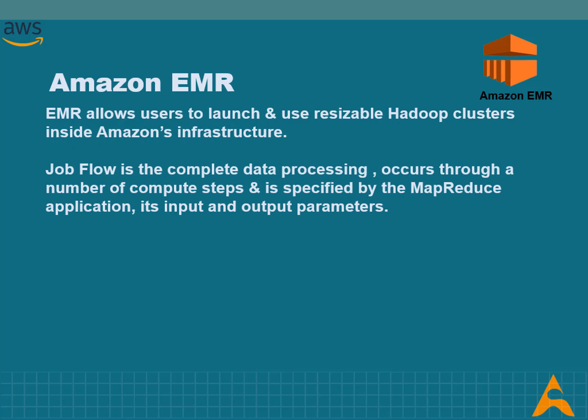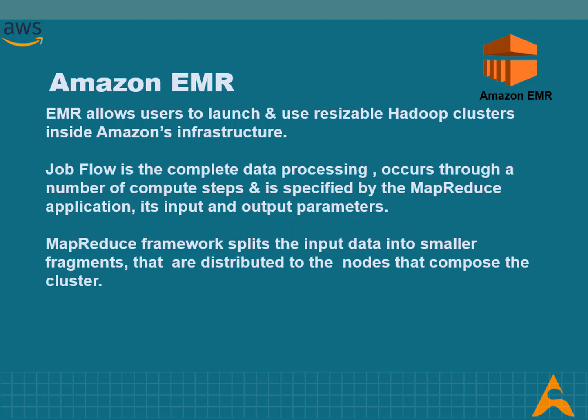EMR instances use Amazon's pre-built and customized EC2 instances, which can take full advantage of Amazon's infrastructure and other Amazon services. These EC2 instances are invoked when we start a new job flow to form an EMR cluster. A job flow is Amazon's term for the complete data processing that occurs through a number of compute steps in Amazon EMR. A job flow is basically specified by a MapReduce application and its input and output parameters.